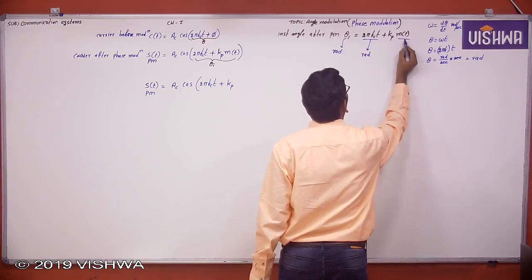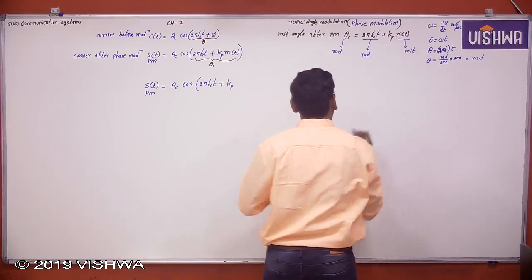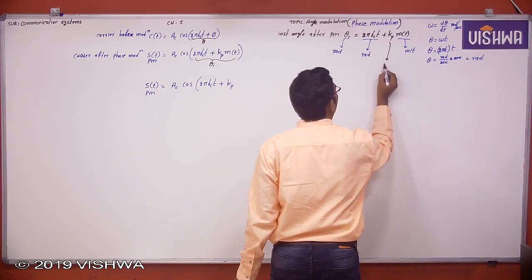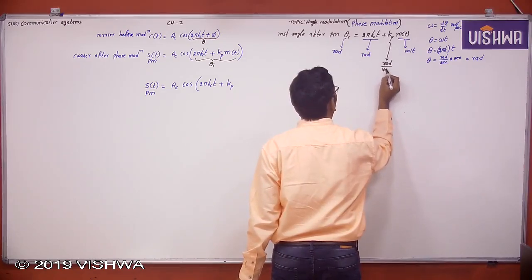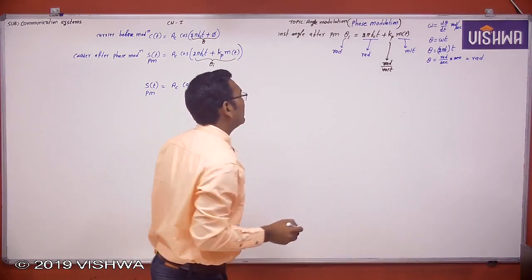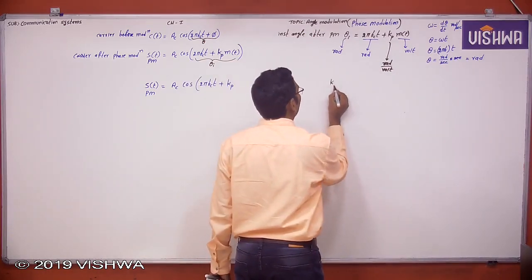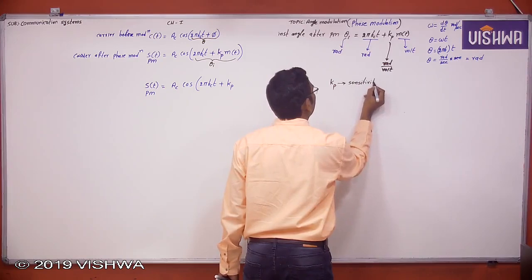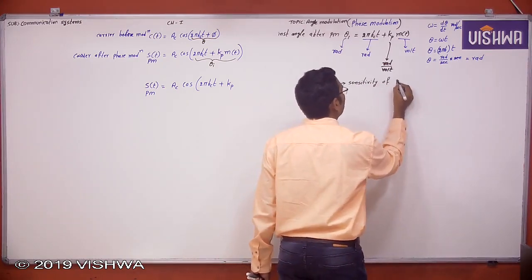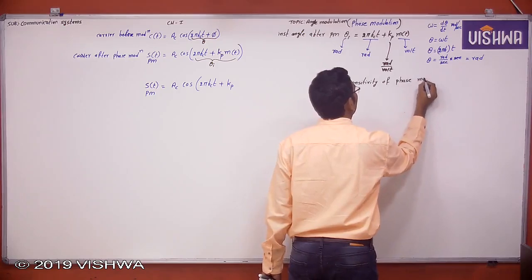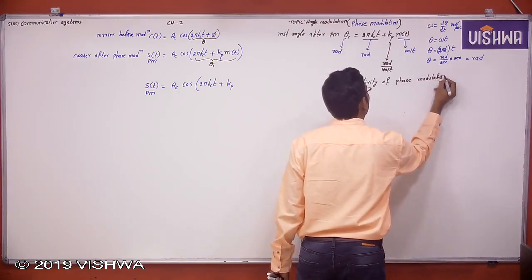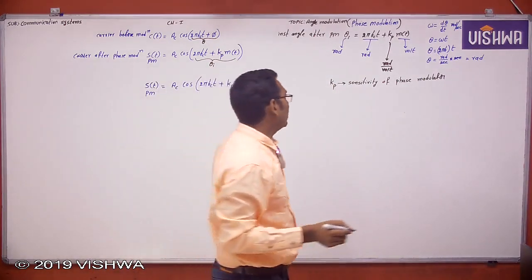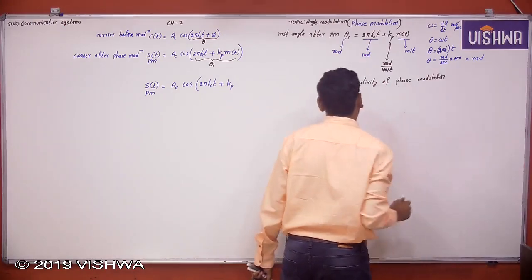But this is a voltage variation, the signal variation is a voltage variation. Therefore what are the units of Kp? Kp is radians per volt or degrees per volt. Generally we take radians. Therefore what is Kp? Kp is the sensitivity of the phase modulator. Ka is the sensitivity of the amplitude modulator. Kf is the sensitivity of the frequency modulator. Kp is the sensitivity of the phase modulator.